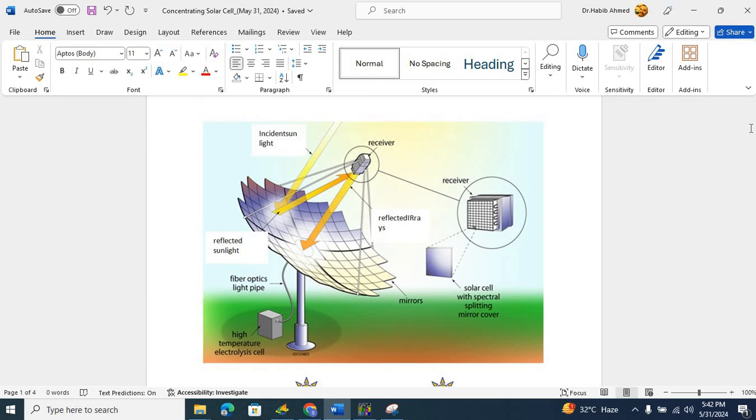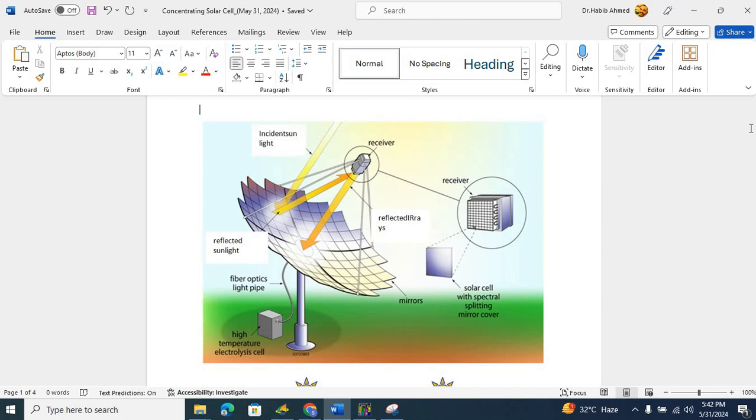However, for this purpose, we have to use more expensive materials, manufacturing techniques, and also we have to track the movement of the sun. So demonstrating the necessary cost advantage over today's high volume silicon modules has become more challenging.